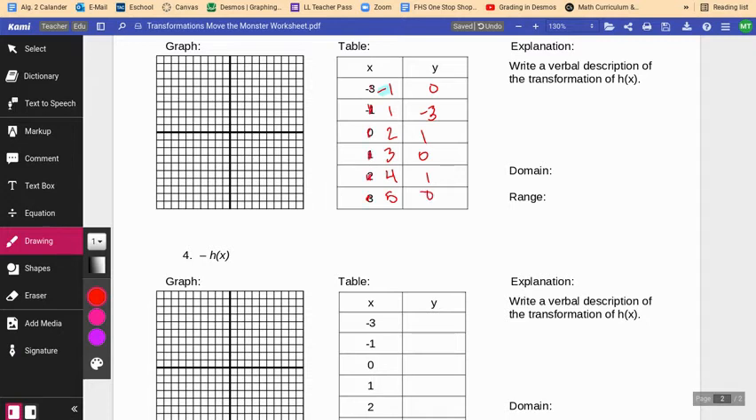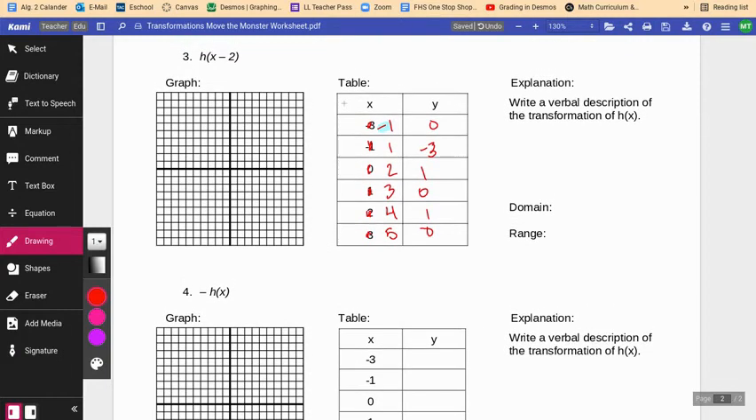Again, this time I shifted to the right 2. So I just say right 2 units. And then again, what did I do to the X this time? I added 2. Okay, so it's kind of opposite of what we did inside the parentheses. I subtracted 2, so my original X value, I added 2. Okay, and then we can just plot this point.